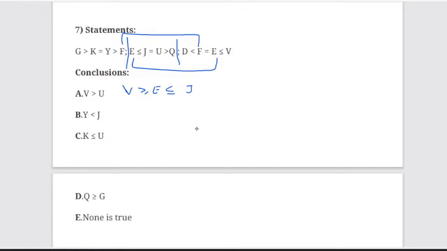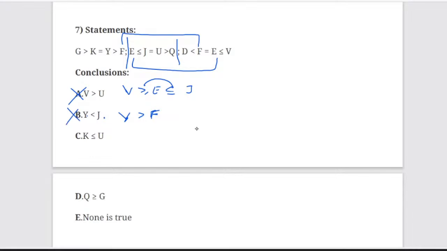Now Y is here and J is where? J is in the second one. So can we go from first to second directly? No. We need to go from first to third and then from third to second. So Y is greater than F. Okay. Now tell me, if Y is greater than F, then how is it possible that Y is less than J in the conclusion? So the second one is also wrong.